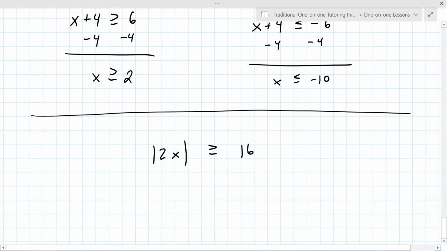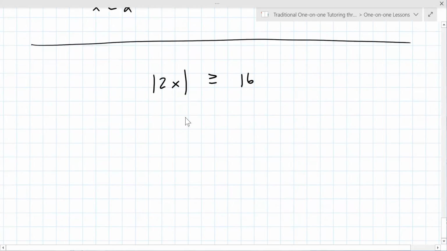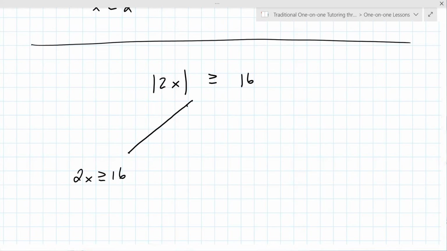All right, so again, you draw this path, and you write exactly what's here, but without the absolute value. Now, how do you solve 2x, 2 times x? How do you undo multiplication by 2? You divide by 2. So x is greater than or equal to 8.